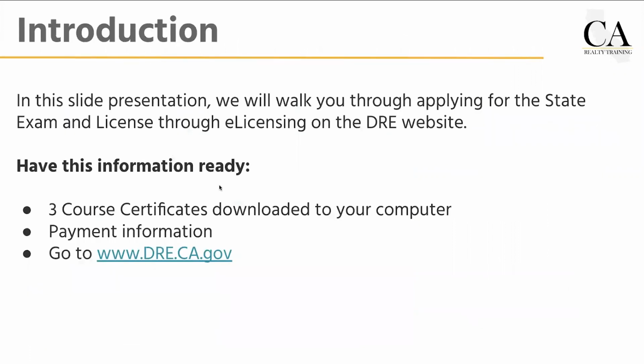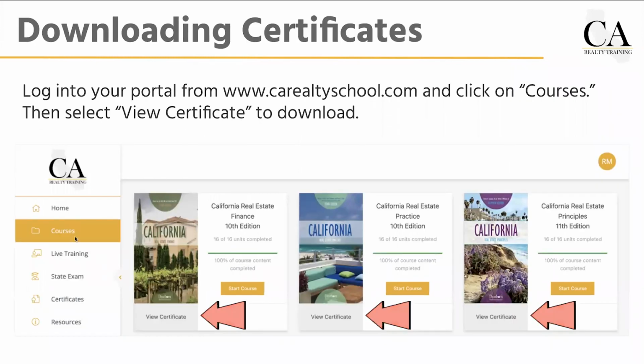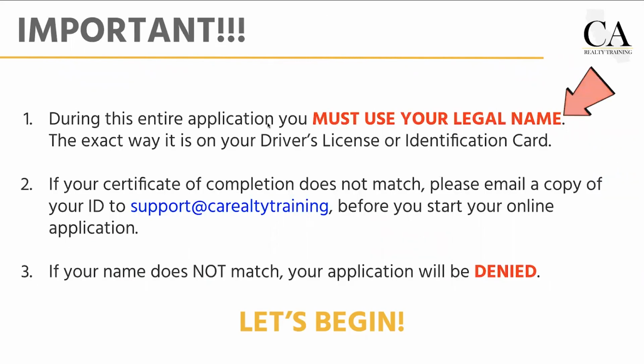All right, so these are the things you're going to need ready. Your 3 course certificates. You're going to want them downloaded on your computer already. Have that downloaded if you have not. Have payment information ready, and then go to the Department of Real Estate's website to apply online. Again, this is how you find your certificates. Go to the courses tab, click view certificate. You will be able to download, or you can click on the certificates tab on the left to download your certificates there. All right, I mentioned this quite a few times.